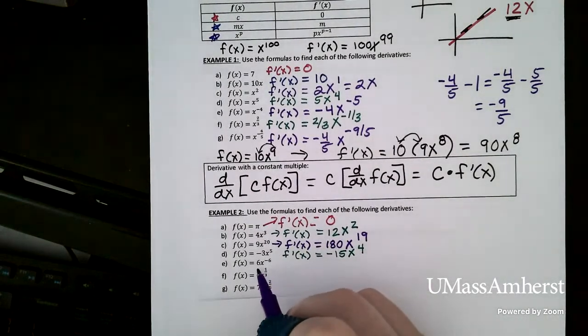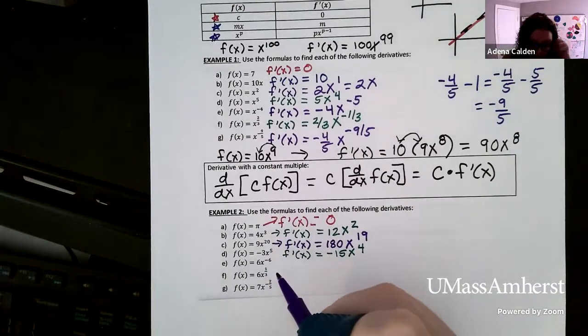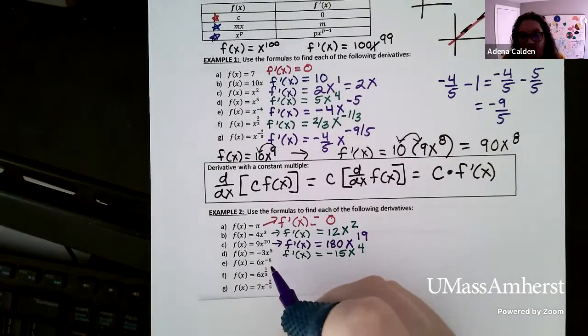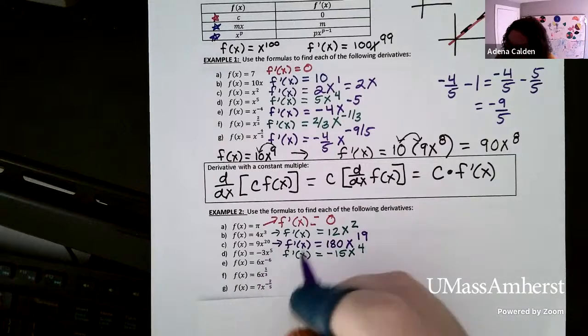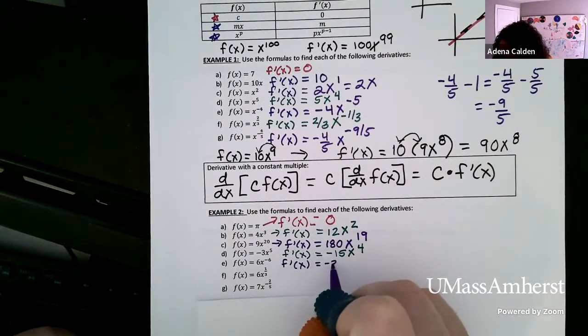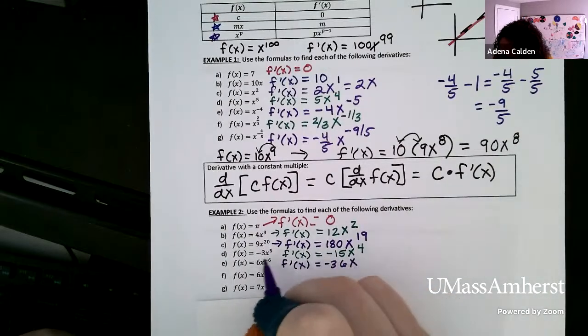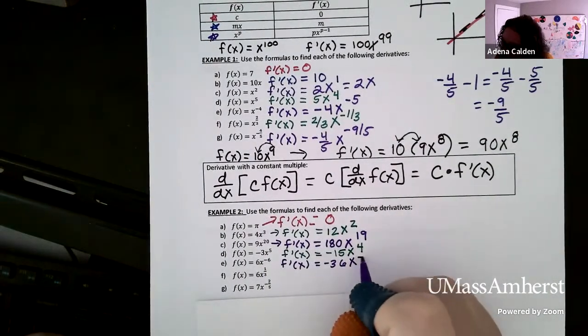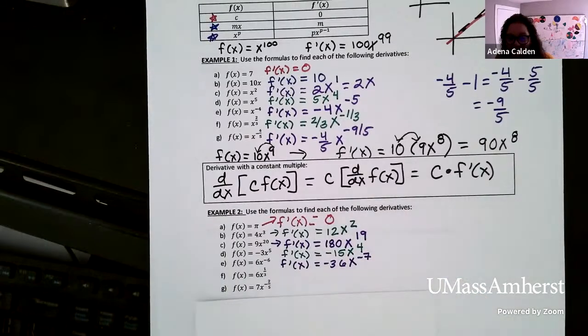For part E, we have 6x to the negative 6. So again, we're aware of this negative because when the negative 6 comes out, that's going to multiply the positive 6. So we get negative 36x, and we subtract 1 from the power. So that's to the negative 7th.